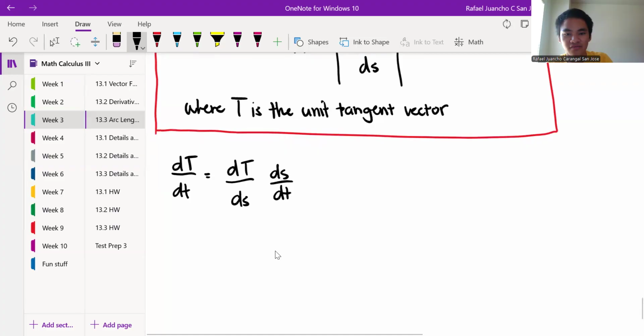So this is the arc length function, right? But we take its derivative. This is the derivative of the unit tangent vector with respect to s. And so we multiply that. And the nice thing about this notation is you can cancel this thing. So that's the nice thing about it. And so from there, we can say it's curvature.